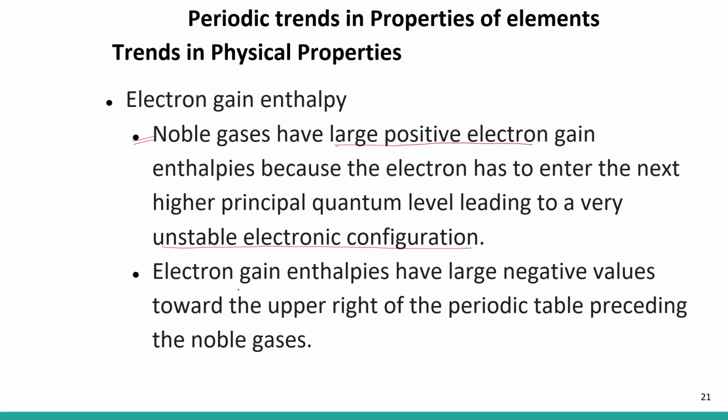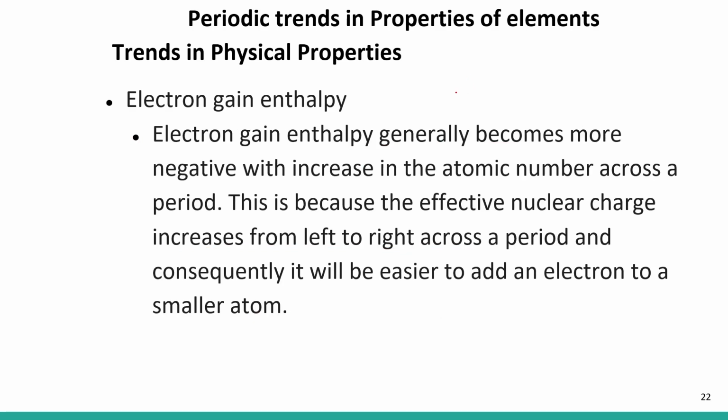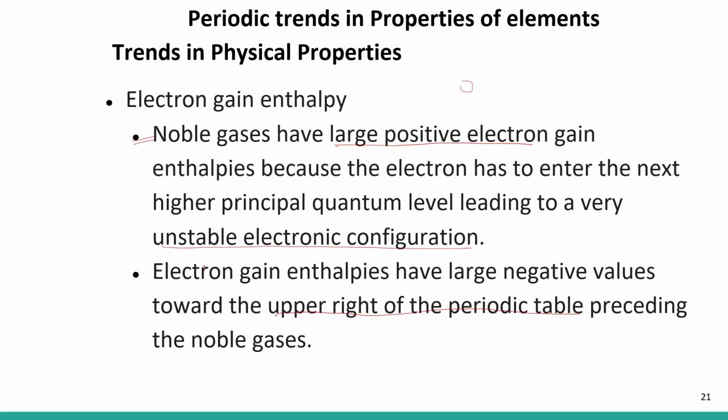Now electron gain enthalpy has a larger negative value towards the upper right of the periodic table. Why is it so? Because when we are adding an electron, the reason is written here also. Electron gain enthalpy generally becomes more negative with increase in atomic number across a period. So this is for the group. Suppose we are seeing in the group. Suppose this is the first shell, and this is the nucleus.